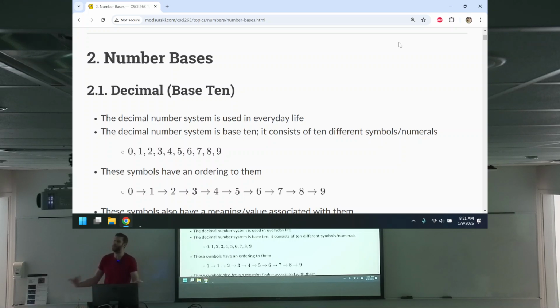Anyways, decimal. You're used to using decimal, base 10 numbers, okay? How many different symbols do we have in base 10? I'll give you a hint, base 10. How many? 10. You're like, well, there's only 9. No, don't forget 0. 0 is important. We have 0, 1, 2, 3, 4, 5, 6, 7, 8, 9.